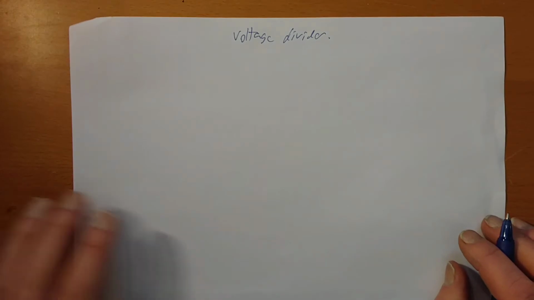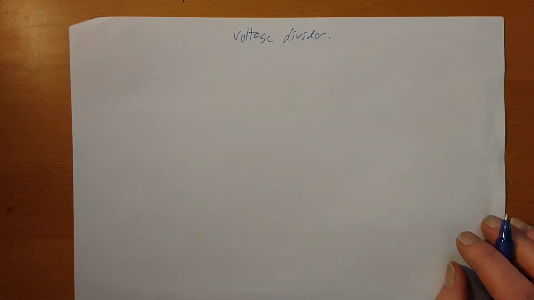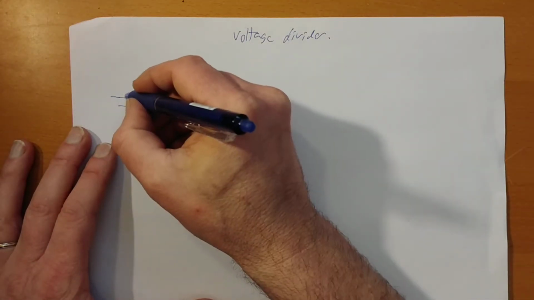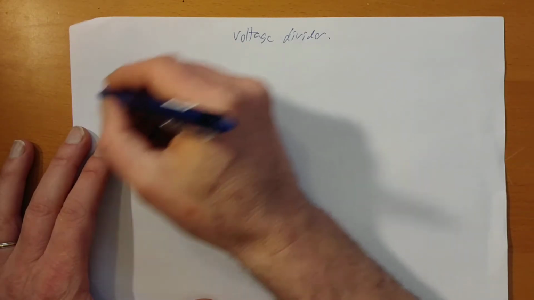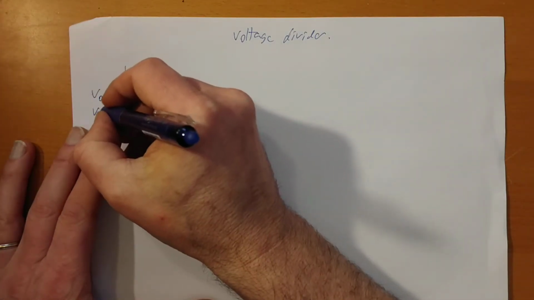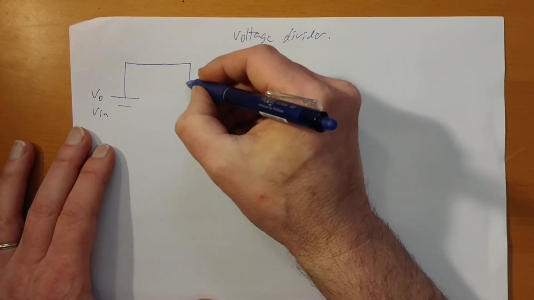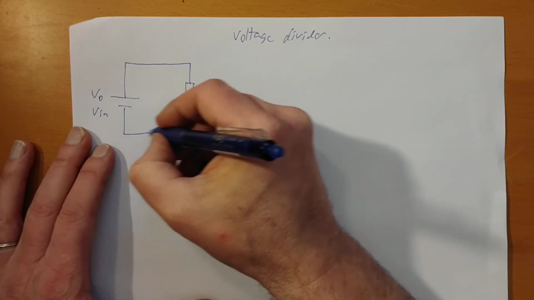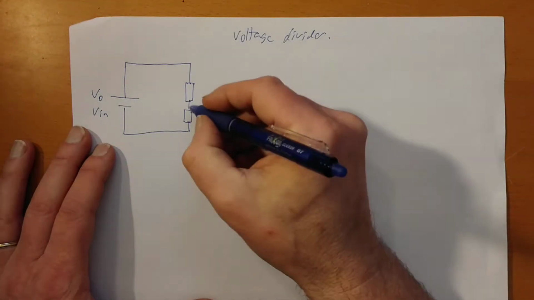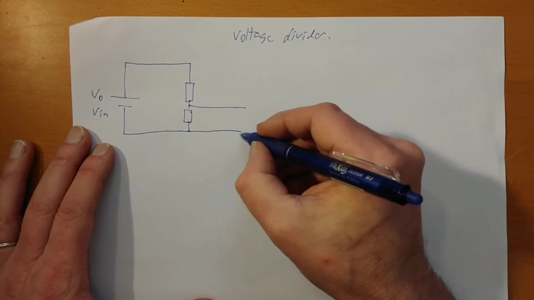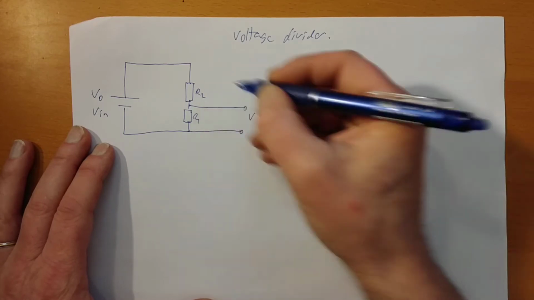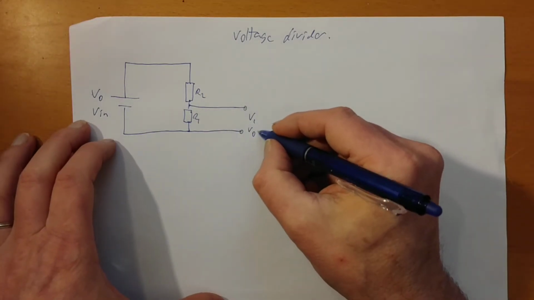So, a voltage divider is simply two resistors in series. We have some kind of voltage source, say a cell. Say this has a voltage V, say V0 or Vin, and it's connected to two resistors in series. And what we are interested in is the voltage coming out of this. Say this is R1 and this is R2, so we can call this V1 or Vout.